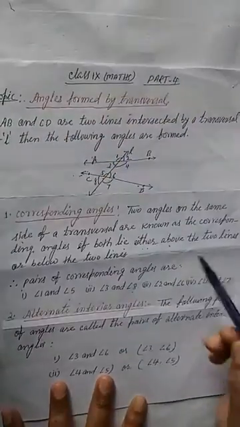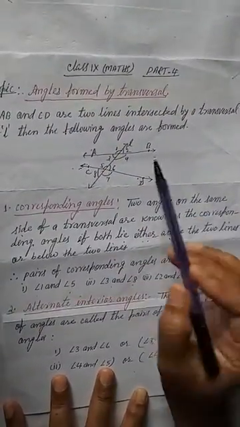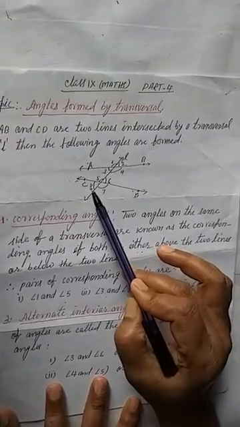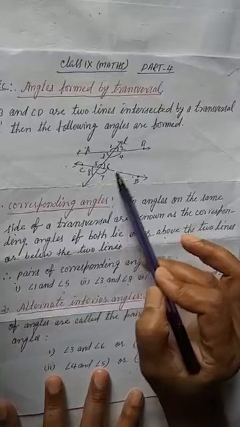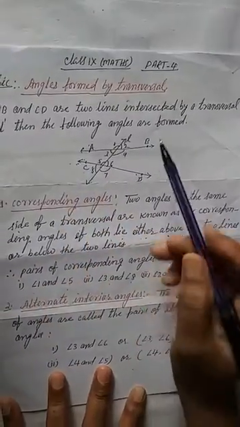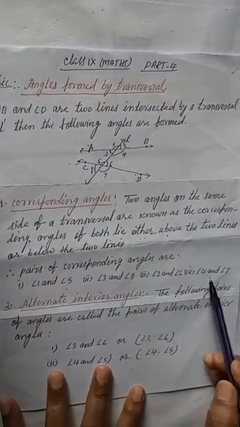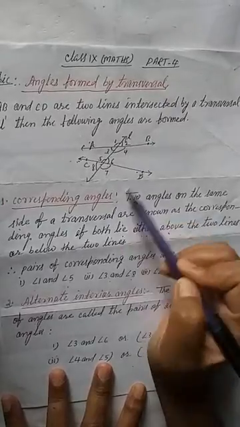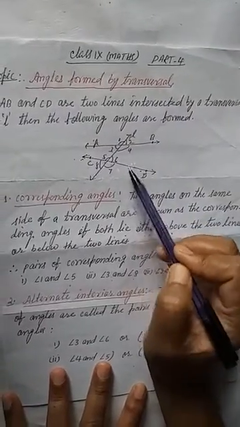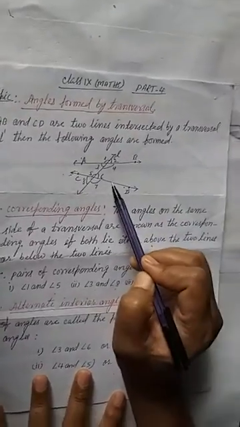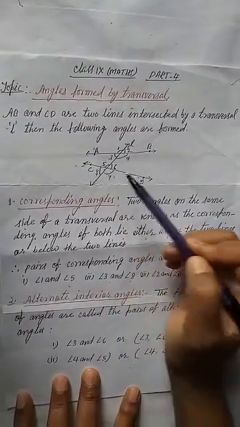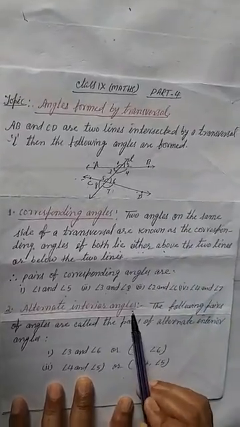Now similarly we can take 3 and 8. Angle 3 and 8 are also on the same side. Here 4 and 7 are also on the same side, and 2 and 6 are also on the same side. So all are corresponding angles. Please keep it in mind, because at the time of doing the exercise this is very useful. Now second is alternate interior angles.